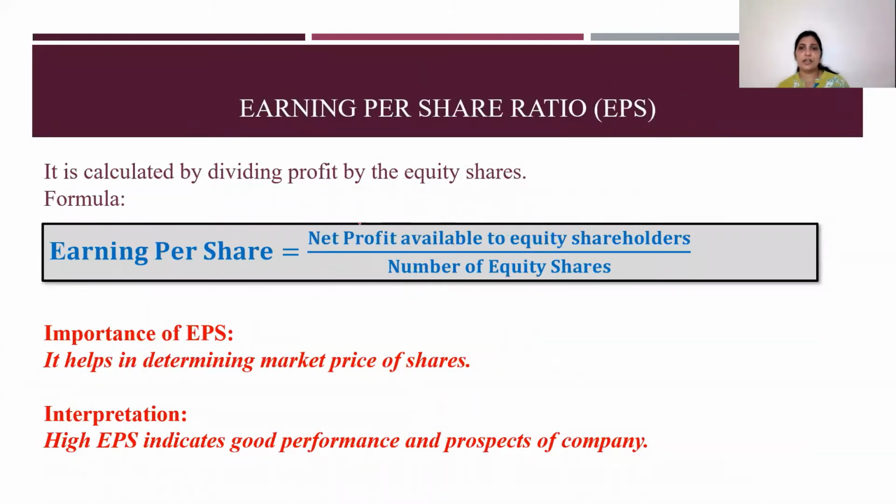Next we'll go for earning per share ratio, very well known as EPS. This term you have heard many times. It is calculated by dividing profit by the equity shares. So here also you see earning per share EPS is equal to what? Net profit available to equity shareholders, whatever profit is left, divided by number of equity shares.